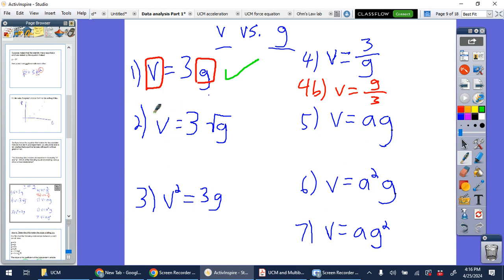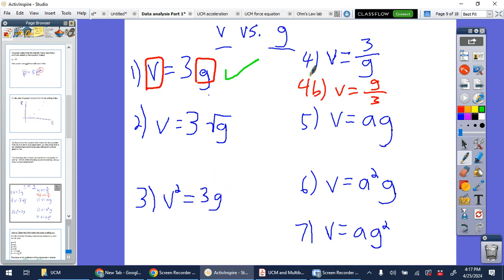Versus when you look at this one, you look at your y variable and x variable, is it pretty clear that's not linear because of the pesky square root? So that one's definitely a no. When you go into 3, hopefully you can see this squared also messes things up here, so this is not linear either. These are no.